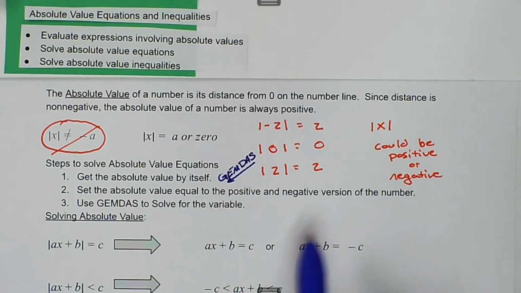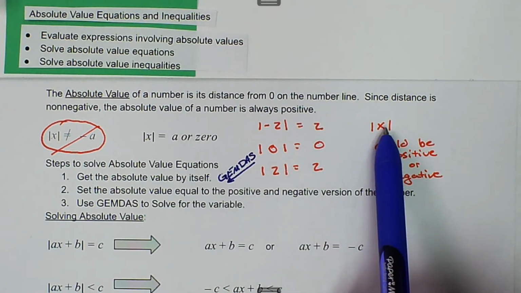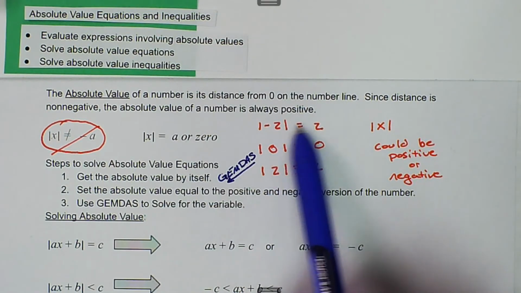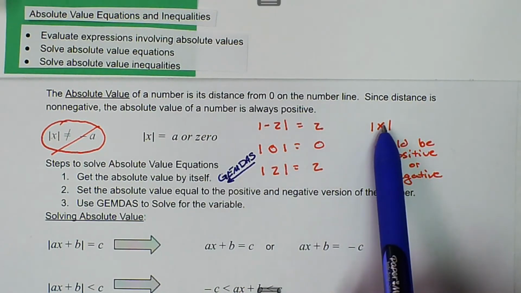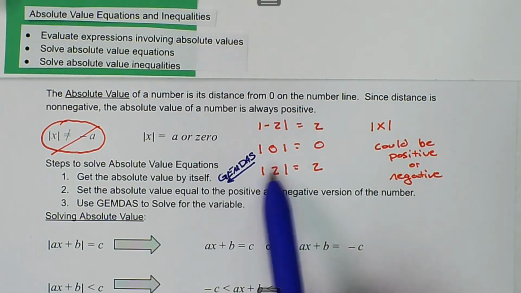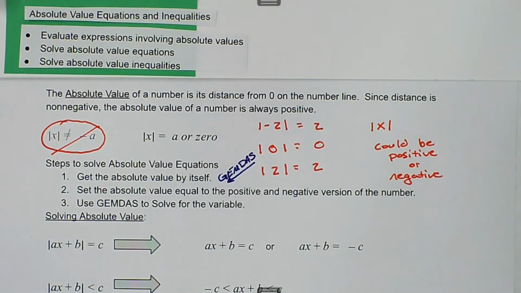That's when we account for the positive and the negative version, because we could have a negative 2x, but overall, when we took the absolute value, it would be positive 2. So we have to account that inside the absolute value could be a negative or it could be a positive. And then, again, use GEMDES to solve for the variable.